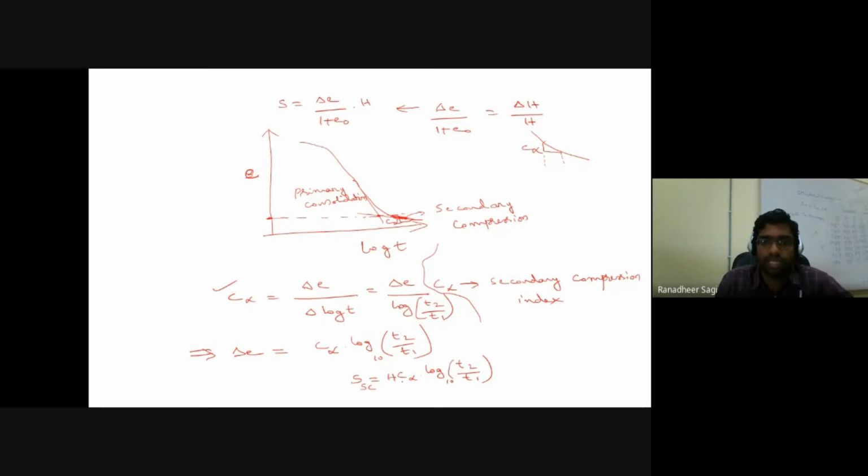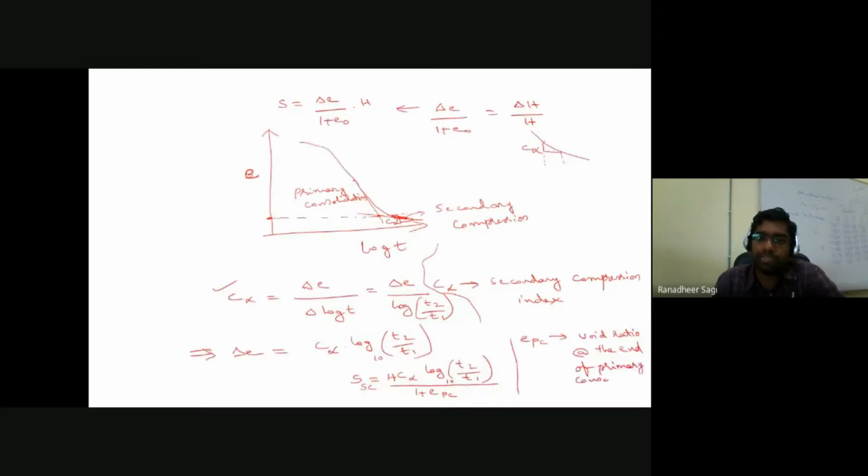What does this H indicate? H indicates the height of that particular clay layer in which your consolidation process is happening, divided by 1 plus e. I'm not particularly writing it as e naught here. Understand? Rather I am trying to use another wording, e PC. What does this e PC mean? It is the void ratio we have in the soil sample at the end of primary consolidation.